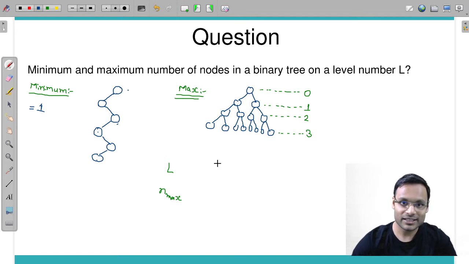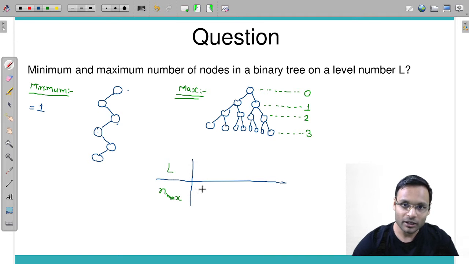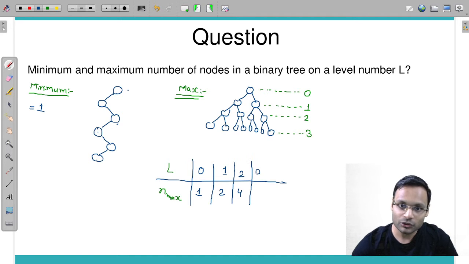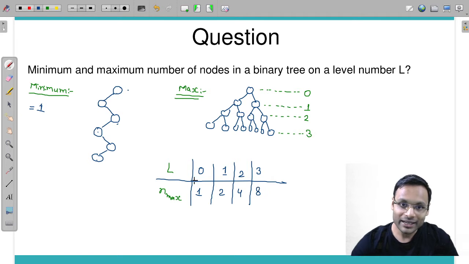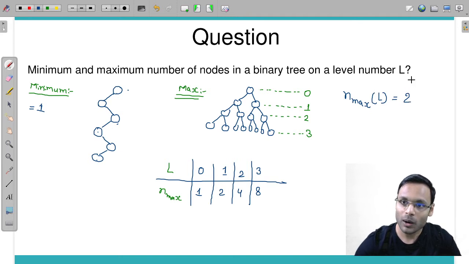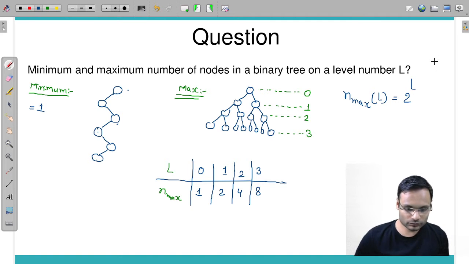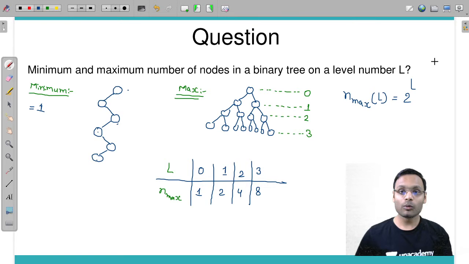Look at this. Let's have a particular table. On level number 0, I do have number of nodes 1. On level number 1, I have maximum nodes 2. On level number 2, I have number of nodes 4. On level number 3, I have 1, 2, 3, 4, 5, 6, 7, 8 number of nodes. So on the level number 3, 8 number of nodes are there. So if I want to write a simple formula in terms of L, the maximum number of nodes with L level will be how much? 2 power L.